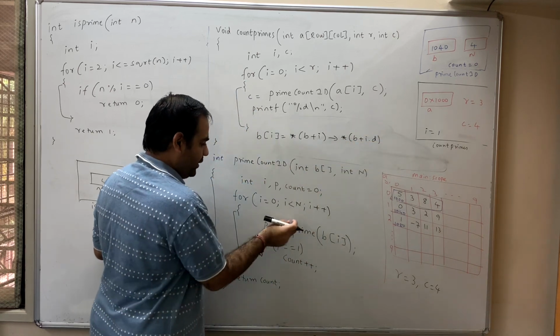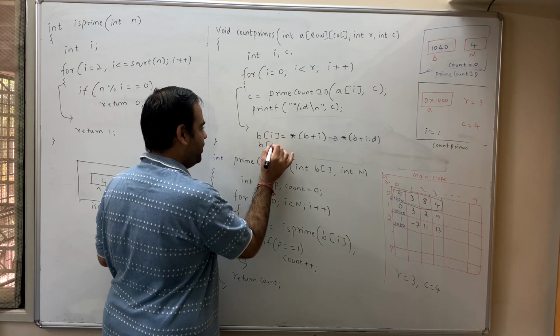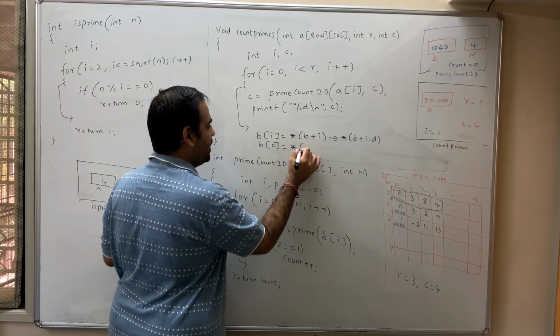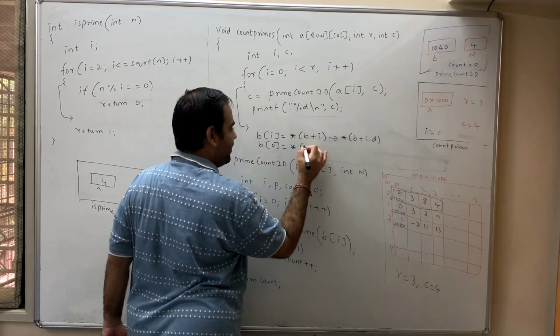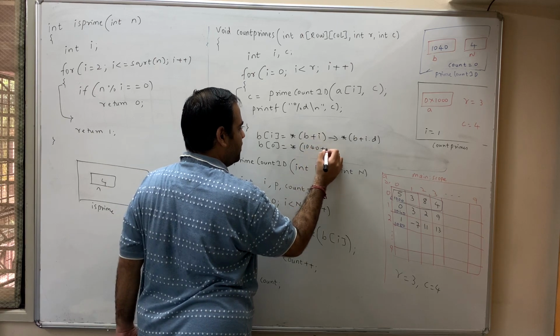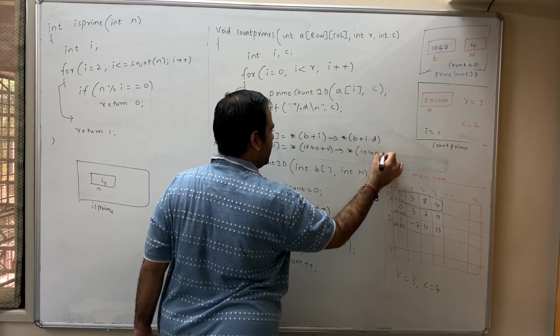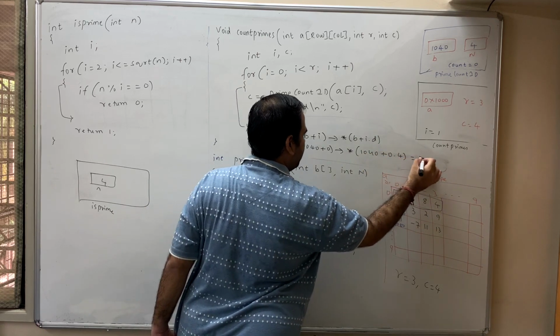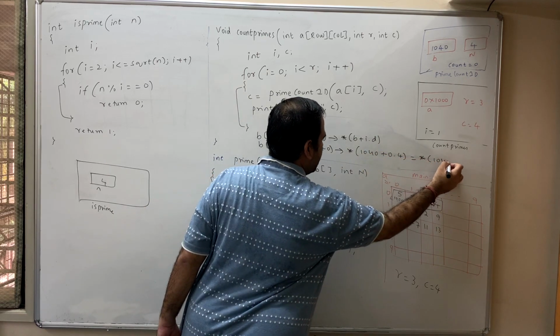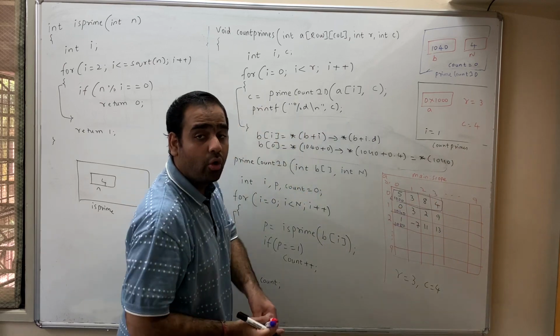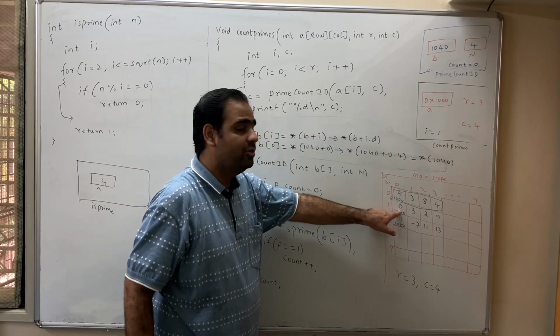Now I need to count b of 0. What is b of 0? It is star b. Now say me, what is the value of b? The value of b is 1040 plus 0. The compiler converts the scaling factor, 1040 plus 0 into 4, and this becomes star 1040. Now what is star 1040? Go to address 1040 and fetch the value 0.